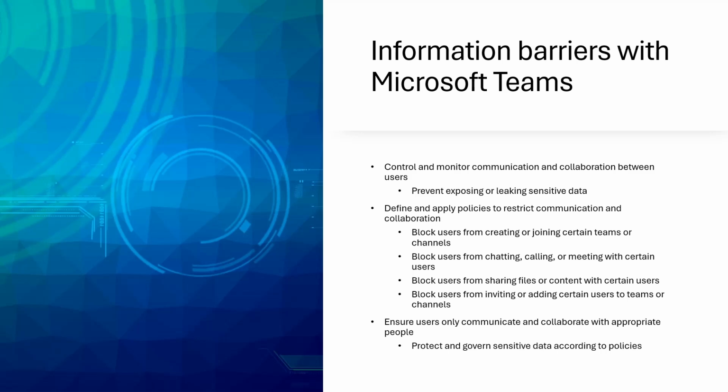Now, in a similar way, if we have a team that handles personal data of our customers, we may not want them to communicate or collaborate with external users or partners. Now, for us to prevent this risk, we can use information barriers to define and apply policies that will be restricting the communication and the collaboration between users in Microsoft Teams.